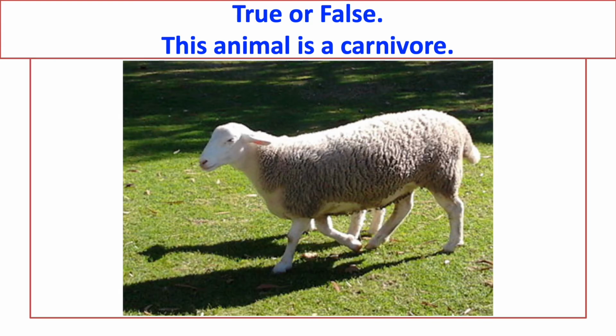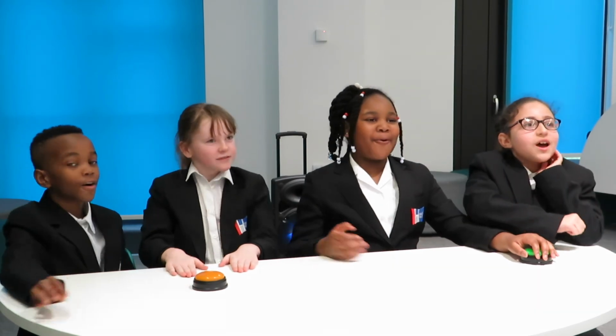This is a visual question. Look at the monitor and say whether the statement is true or false. The animal is a carnivore. Holly class. Right, it's false. The answer is correct. False.